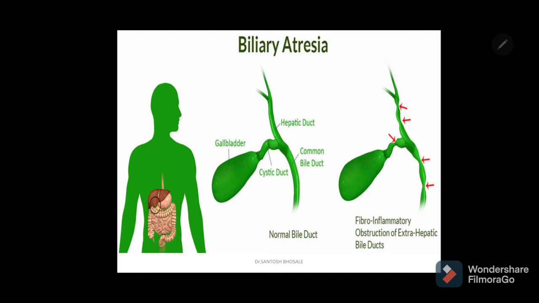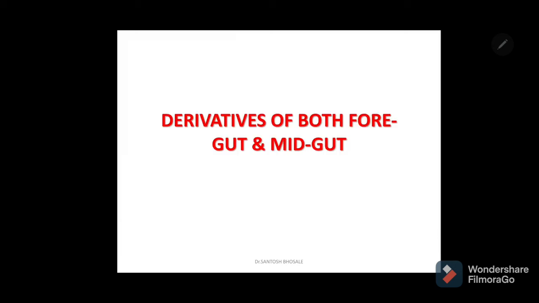So that is about development of liver and gallbladder. And you can also see the biliary atresia, that is the developmental anomaly resulting in the collection of the bile within the gallbladder. It will not reach the duodenum due to atresia.